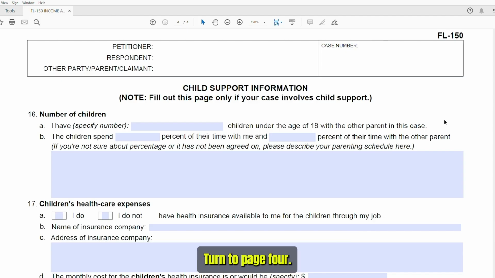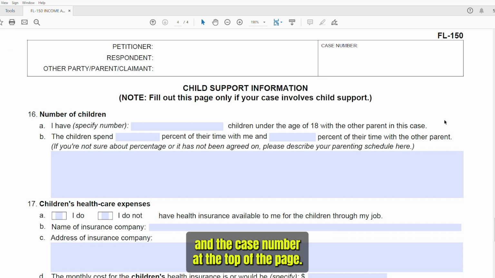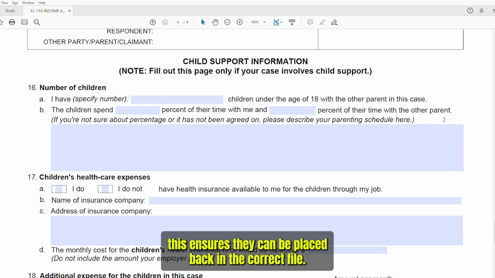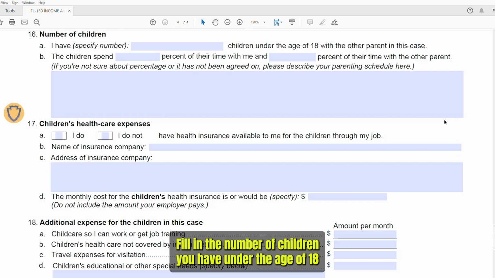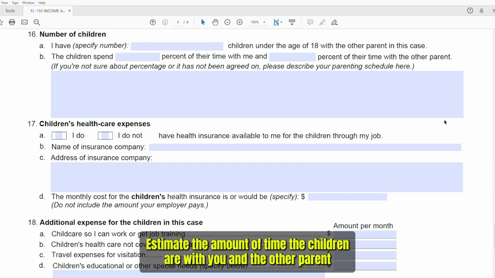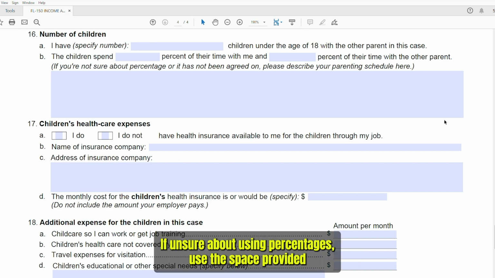Turn to page 4. As always, make sure you fill out the party information and the case number at the top of the page. If pages ever get separated, this ensures they can be placed back in the correct file. Section 16, Number of Children. Fill in the number of children you have under the age of 18 with the other parent in this case. Estimate the amount of time the children are with you and the other parent. Example, the children spend 30% of their time with me and 70% with the other parent. If unsure about using percentages, use the space provided to describe the parent's schedule for taking care of the children.